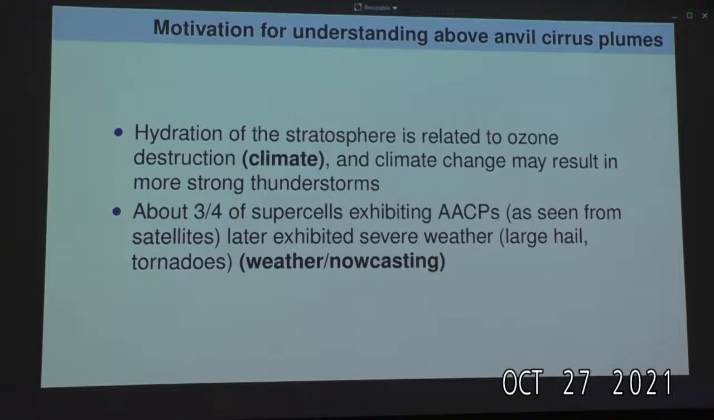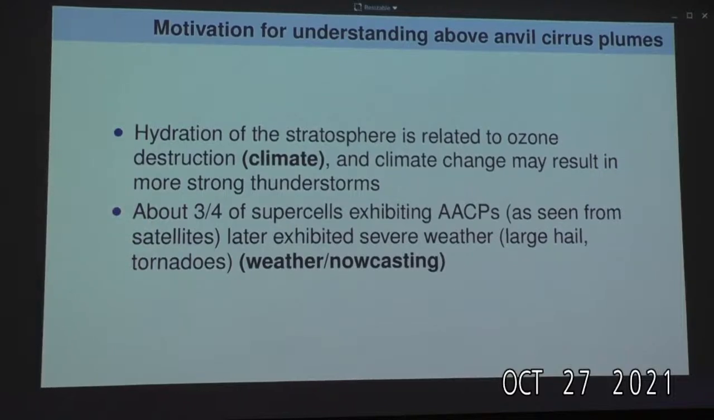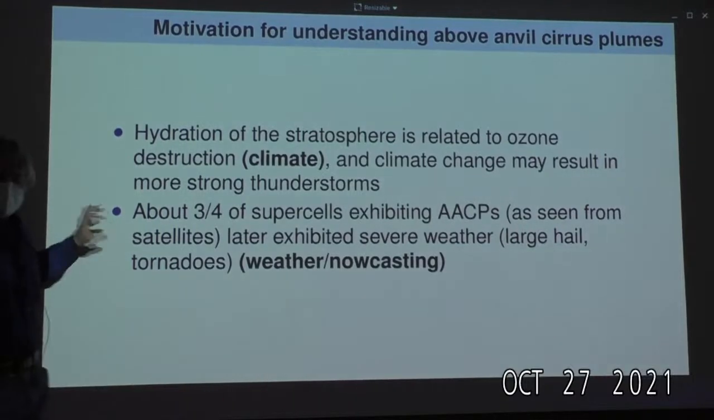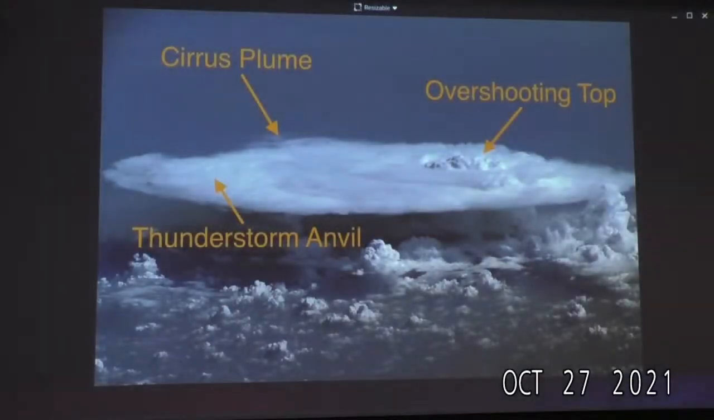But really, the reason why I wanted to study this, before I knew more about this importance, is that about 3/4 of supercells exhibiting these plumes, as seen from satellites, later exhibit severe weather, namely large hail or tornadoes. So AACPs are being used today as a nowcasting tool. You see them on a satellite, it gives you maybe a 3 out of 4 chance that you're going to have large hail or a tornado. Now I'm really wondering about this relationship, but at least it's been observed. I don't know the physical mechanism, but that's what we're going to be looking at. So these are two disparate but, I think, very important aspects that this research crosses over.